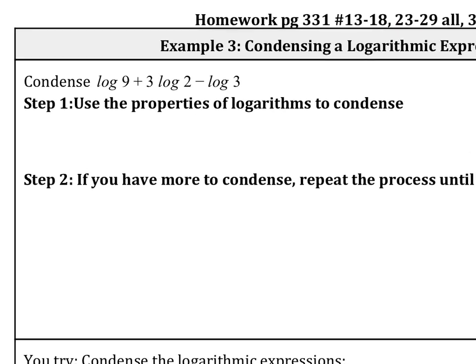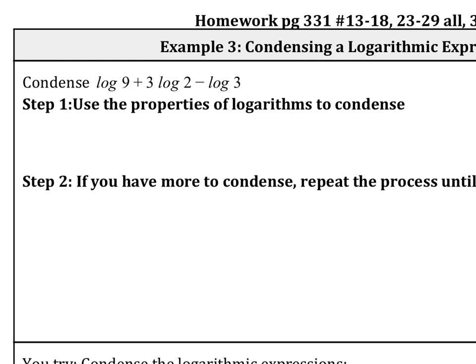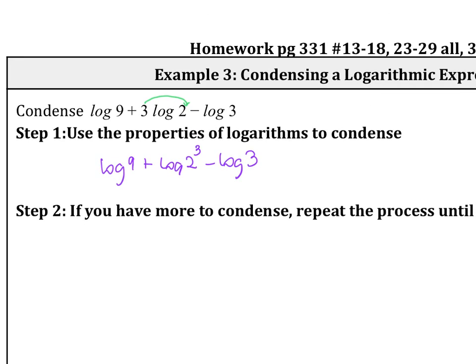So we have log of 9 plus 3 log of 2 minus log of 3. The first thing I notice is this number 3 here, and that goes as the exponent. So let's start with that. Log of 9 plus log of 2 raised to the third power minus log of 3. Now I just want to remind you, anything with a negative is going to be in the denominator. So you could always rewrite it if the negatives are not grouped together. You could group them together in one spot to help you out.